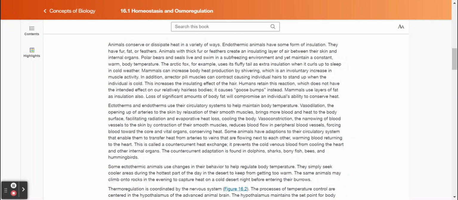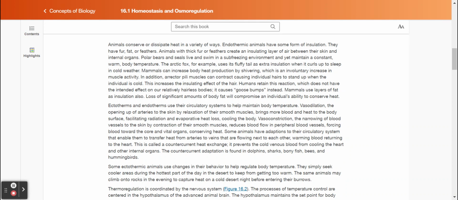Animals conserve or dissipate heat in a variety of ways. Endothermic animals have some form of insulation. They have fur, fat, or feathers. Animals with thick fur or feathers create an insulating layer of air between their skin and internal organs. Polar bears and seals live and swim in a sub-freezing environment and yet maintain a constant warm body temperature. The Arctic fox, for example, uses its fluffy tail as extra insulation when it curls up to sleep in cold weather.